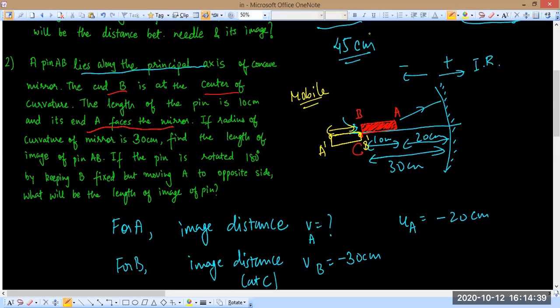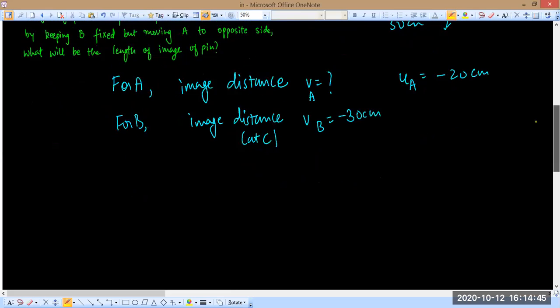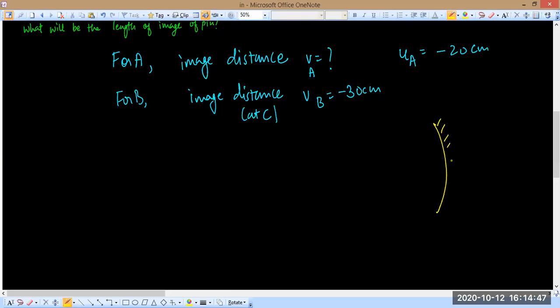Okay, and then the next time, instead of AB like this, you have to change it. It says that we rotate it, so there will be a new diagram. So B will still be at the center of curvature, but now the object will be on the opposite side like this. I hope you understood that.